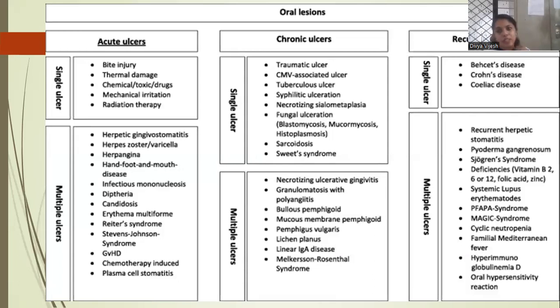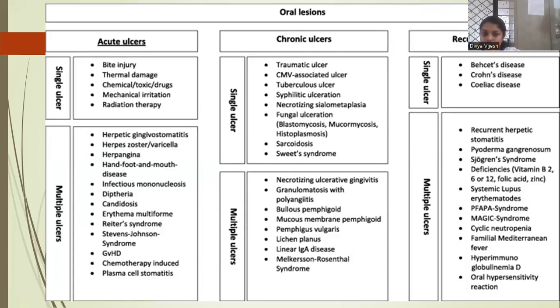Then coming to the classification. What I have discussed is what an ulcer is, what you are going to ask the patient about the ulcer, and what type of case history you have to take. Coming to the classification of ulcers, you have acute ulcers, chronic ulcers, and recurrent ulcers.